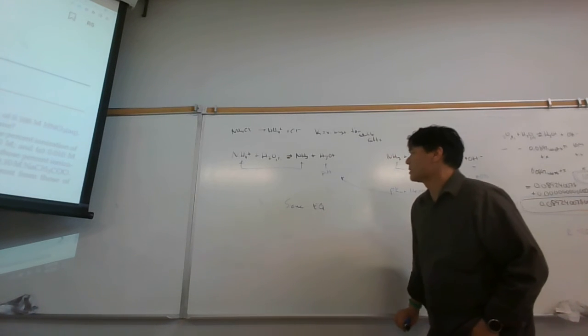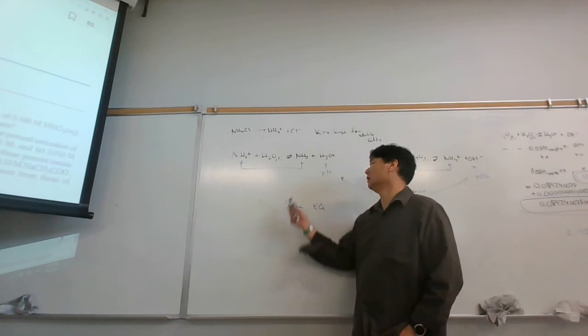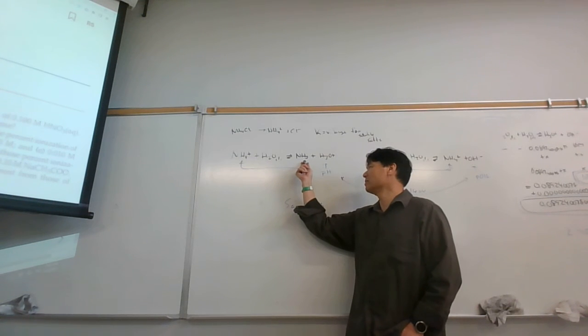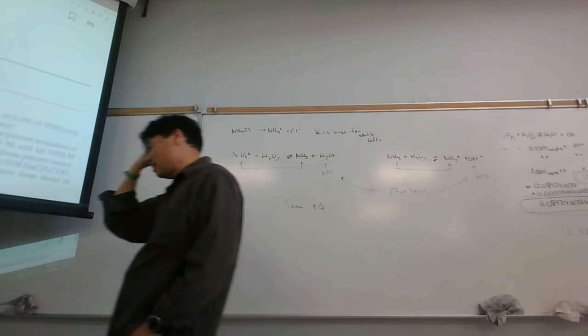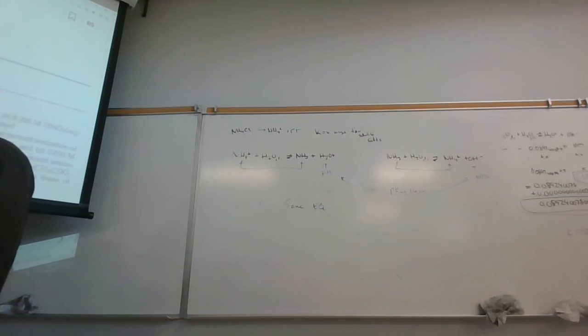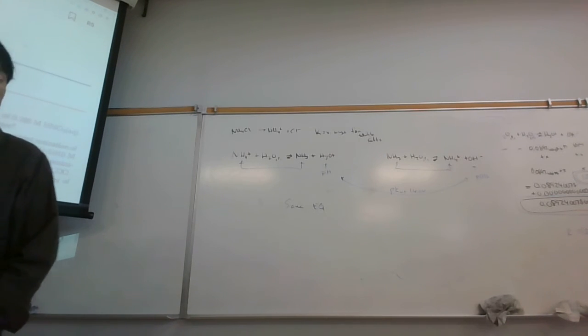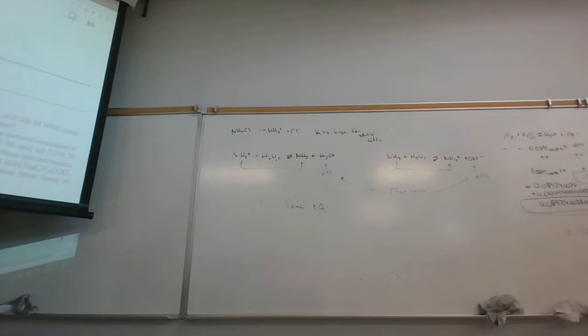And so what it works out to is this, ammonia is 1.8 times 10 to the minus 5, which makes ammonium about 5.6 times 10 to the minus 10, so that they add up to 14 or multiply out to 10 to the minus 14. And so ammonia turns out to be stronger. So we probably should do this based on ammonia.